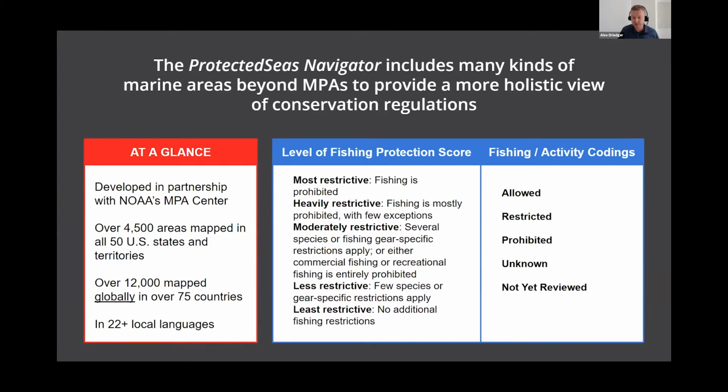In addition to regulatory summaries and references, we assign a level of fishing protection score to each area based on the analysis of its restrictions on marine life extraction, coded on a 5-level scale, where most restrictive prohibits all fishing and least restrictive has no additional fishing restrictions over general regulations. We also have activity-based restriction codings for over 20 fishing gear and other marine activities that we code as either allowed, restricted, prohibited, or unknown. Navigator's legal analysis considers each place-based measure individually, separate from any other overlapping measures under different authorities. The resulting activity codings for each site are therefore not cumulative, but only reflective of the regulation and management of that area.